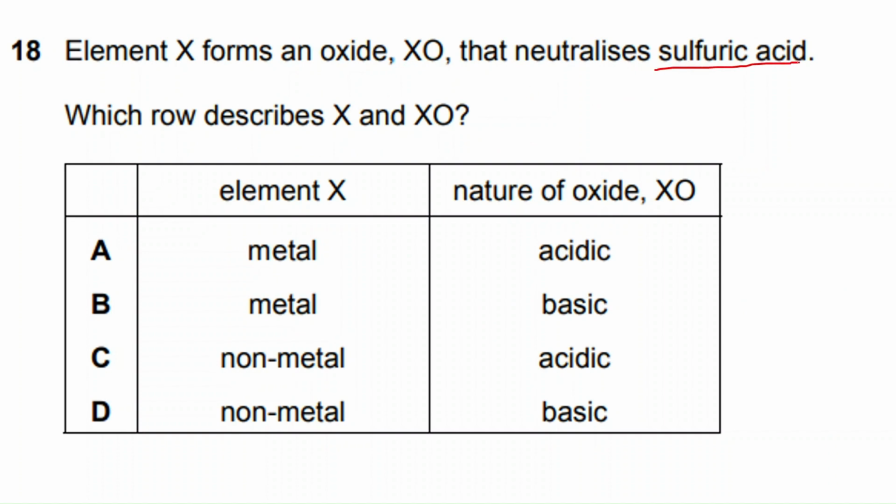Okay, so it neutralizes sulfuric acid, which means that it is either amphoteric or basic in nature, right? So there are only two options over here, so it has to be basic. And metal oxides are basic in nature, so it's going to be a B here.